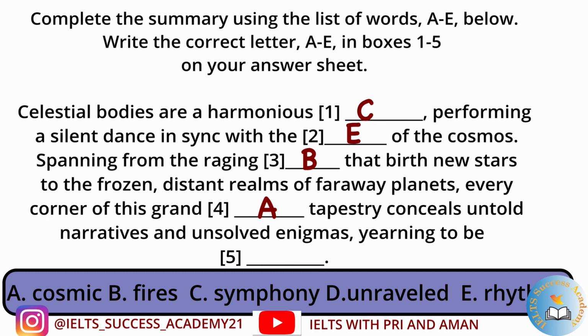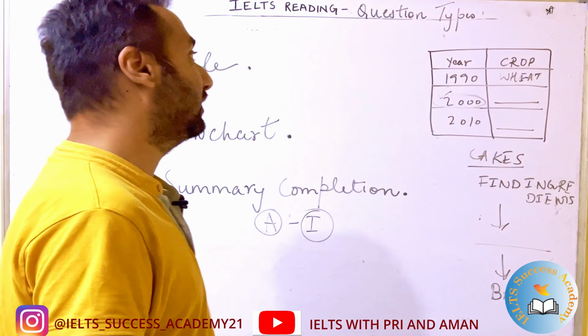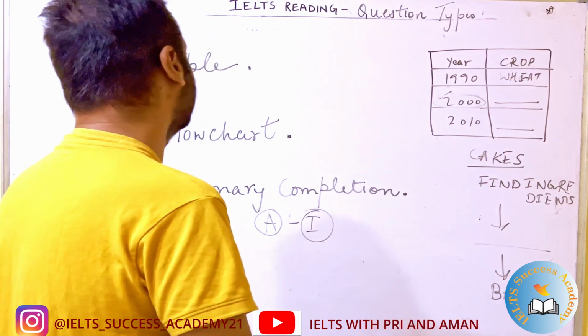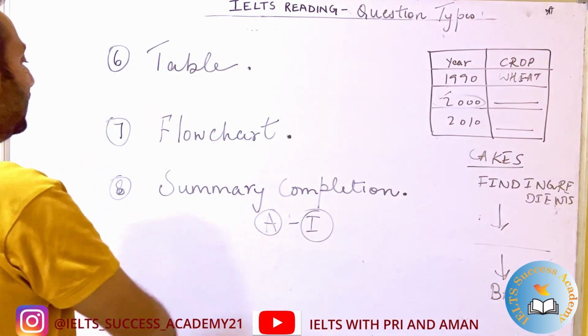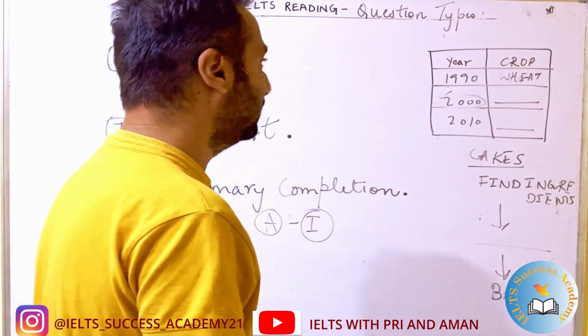Okay, and the last one is conceals untold narratives and unsolved enigmas yearning to be told, yearning to be unraveled. So the answer should be D, unraveled. So this was summary completion. So in this video we talked about tables, flowchart and summary completion.